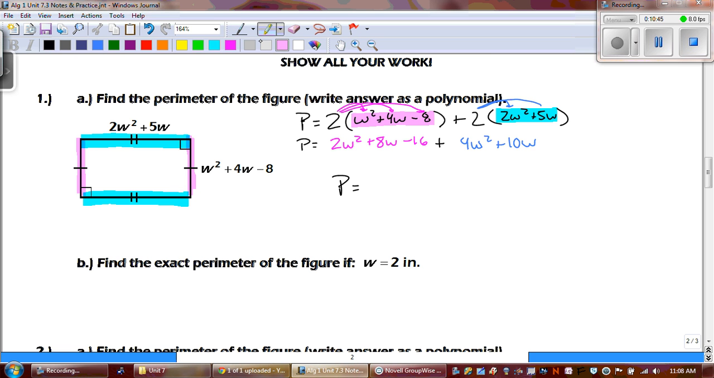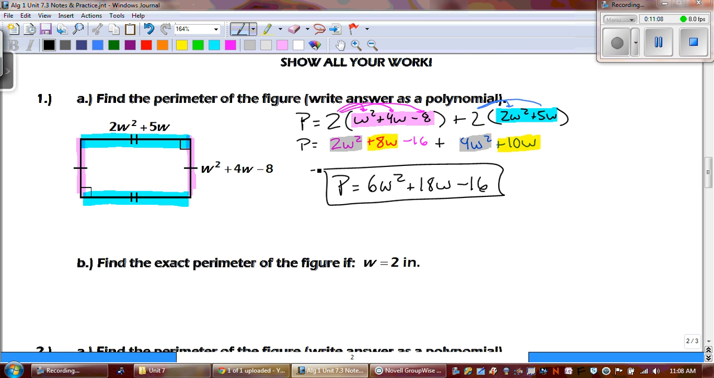So let's combine our like terms. 2w squared and 4w squared gives us 6w squared. 8w and 10w gives us 18w. And then minus 16 is the only thing that's left over.